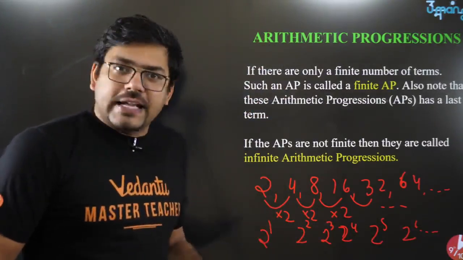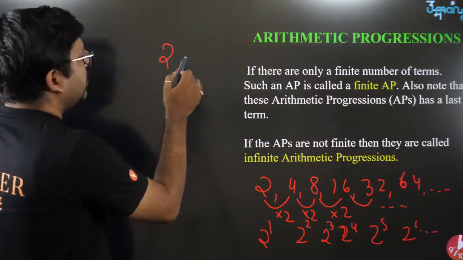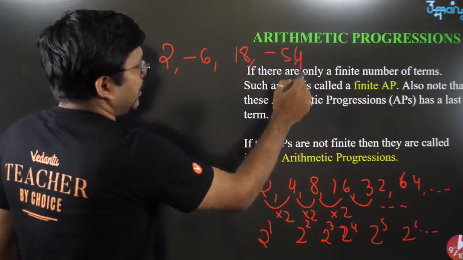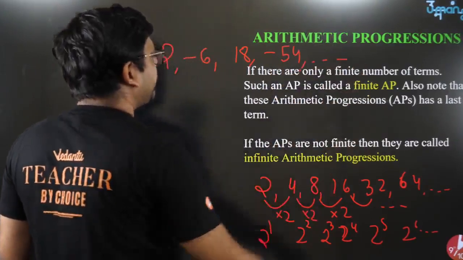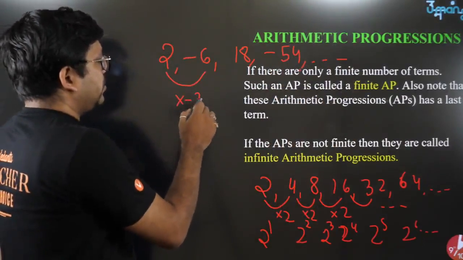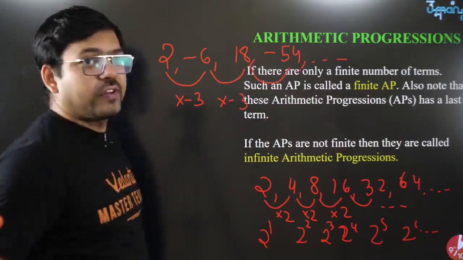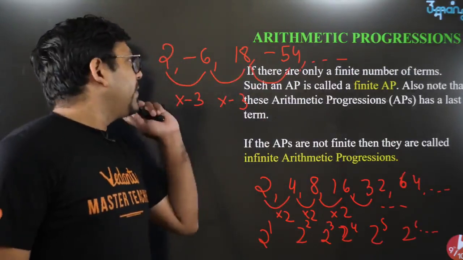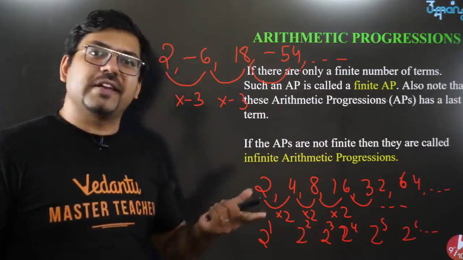Now there could be other things as well. Let me take an example: I have 2, then minus 6, and then 18, and then minus 54, and then dot dot dot. So here what am I doing? I'm multiplying by minus 3, again multiplying by minus 3, again multiplying by minus 3. So here we again have a series where every time I'm multiplying the preceding term by minus 3 to get the next term.